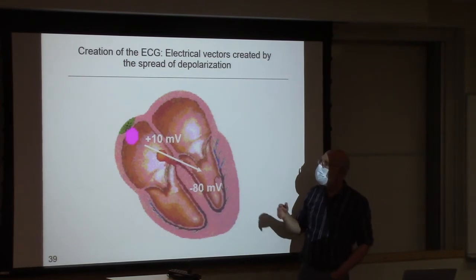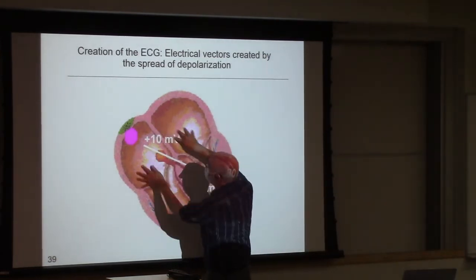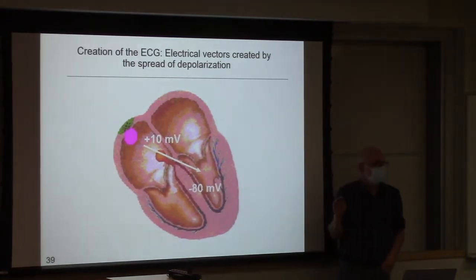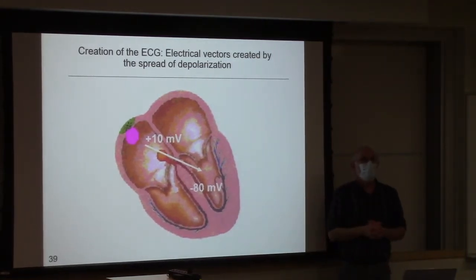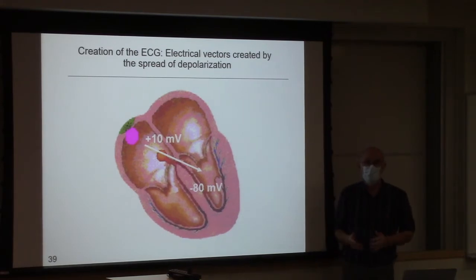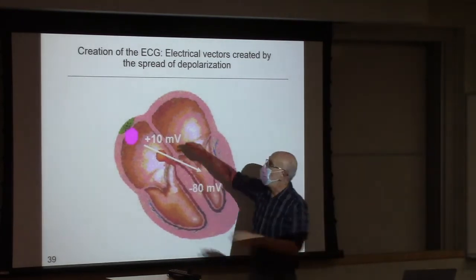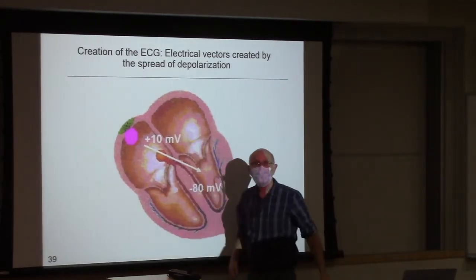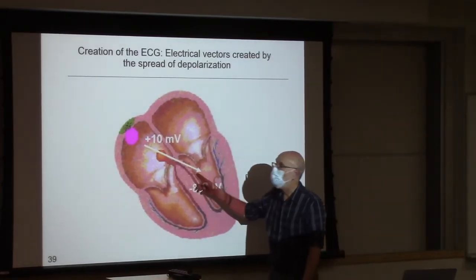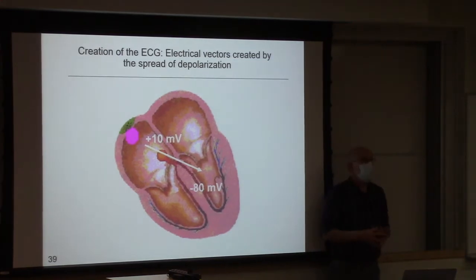That spread of depolarization has an amplitude and it has a direction. What else? What do you know that from physics? What do we call the things in physics that have an amplitude and a direction? A vector. So this spread generates a vector of electrical activity with an amplitude and a direction.